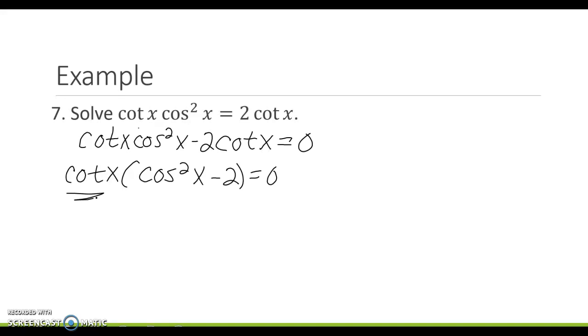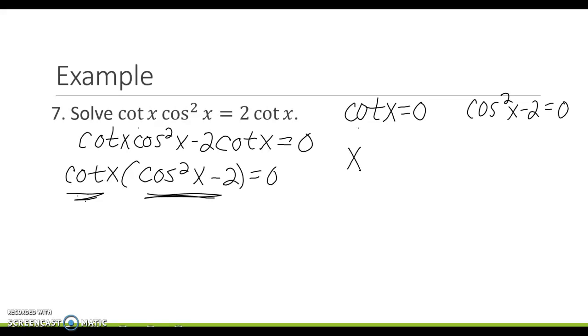So then I get 2 different factors, and it's good that both of these factors are in terms of only one trig function, which is what we want. We don't want to try to be solving an equation that has 2 different trig functions in it. Okay, so let's look at cotangent of x equaling 0 first.